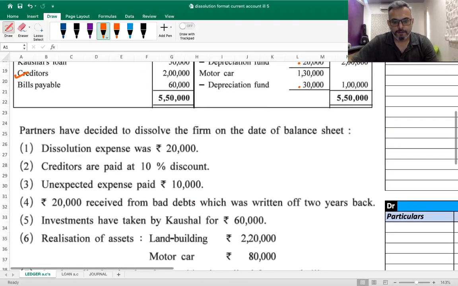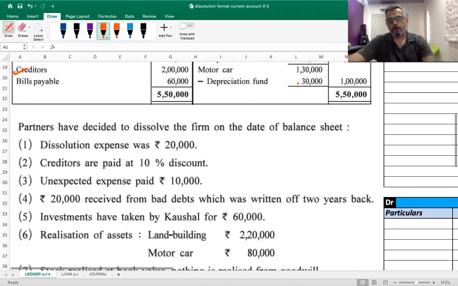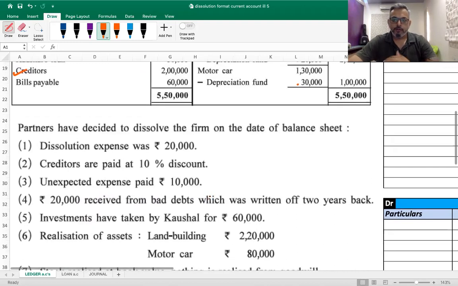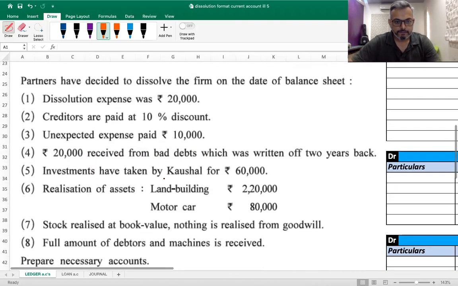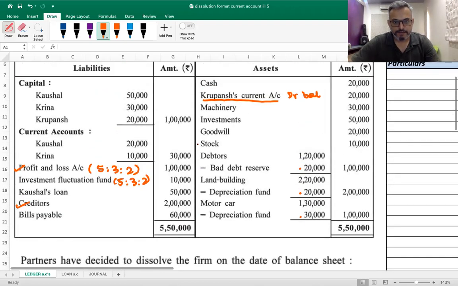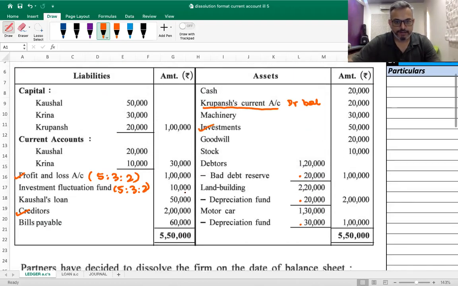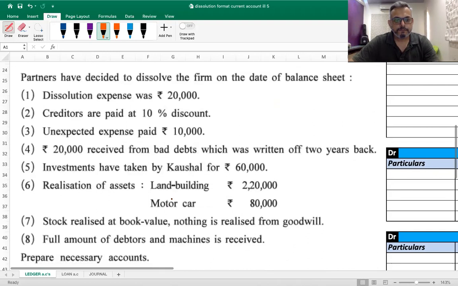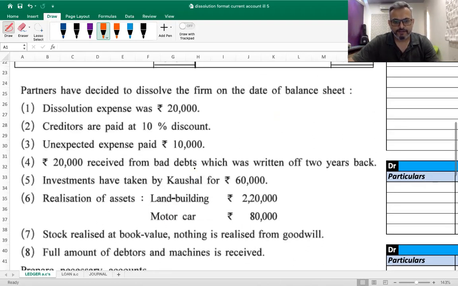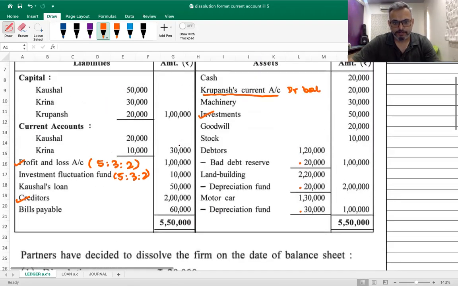20,000 received from bad debts, which was written off 2 years back. Two years ago we had written off some loss, bad debt, and suddenly that debtor comes and gives us the money. So bad debts recovery we treat separately. Investments taken by Kaushal. So I'll take investment. Realization of asset is given, land and building, motor car.